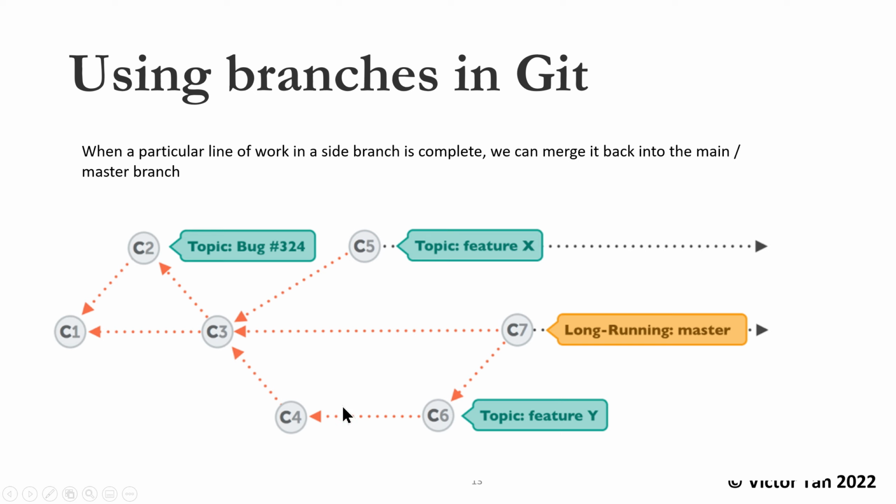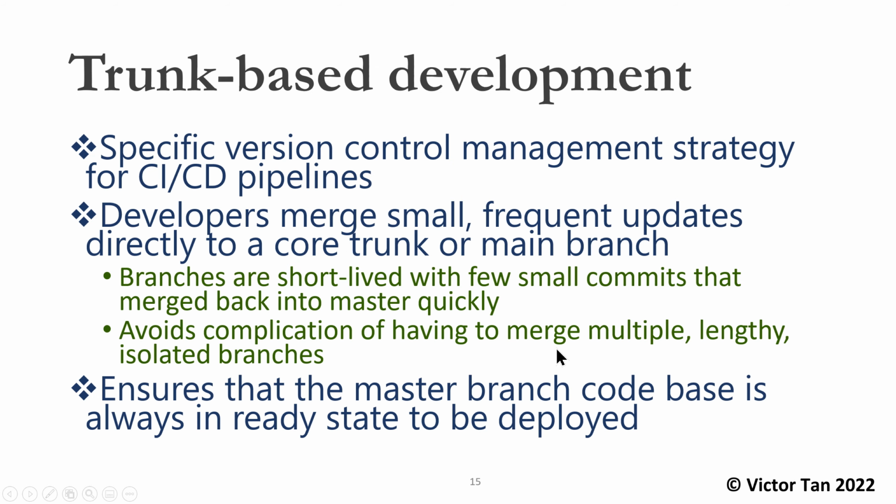You just have a feature branch with 2 commits. So a very short feature branch, and you merge it back. Or you might even just merge directly from your local master directly back into the main master. Now the main master, we call this the trunk. So we merge back directly to the trunk. We try not to have multiple lengthy isolated branches.